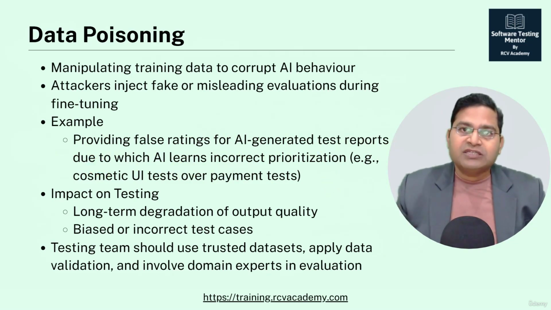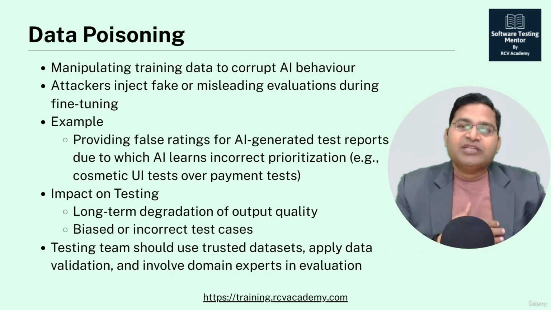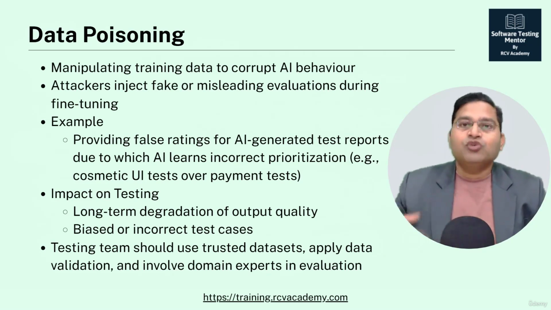When the training of the model is happening, incorrect information of the test case prioritization is provided, and the model has learned based on that incorrect prioritization. So if you're using the same model, you will get incorrect prioritization for your test cases. For example, prioritizing cosmetic UI test over payment test.